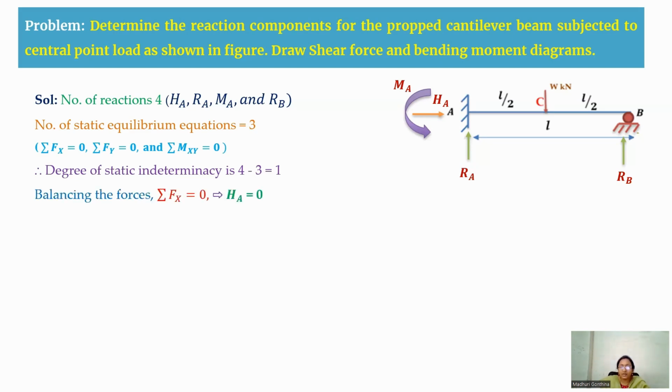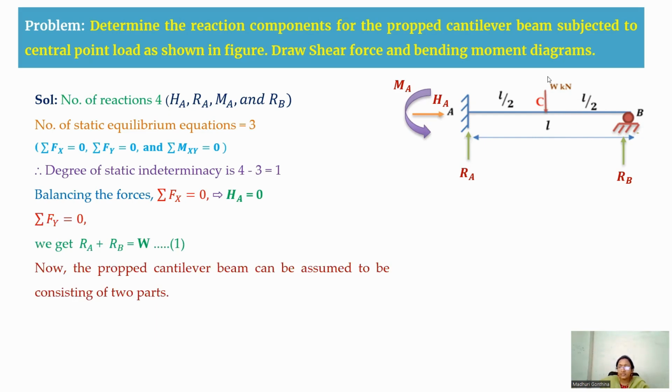We'll balance the forces now. We'll take sigma Fx equal to 0. As you can see in this picture, there is no inclined load or externally applied horizontal load. Therefore, HA will be equal to 0. Next is sigma Fy equal to 0. That is, the summation of upward forces will be equal to the summation of downward forces. That is RA plus RB. These are the reaction components at the supports, whereas W is your externally applied load. Therefore, we get RA plus RB equal to W.